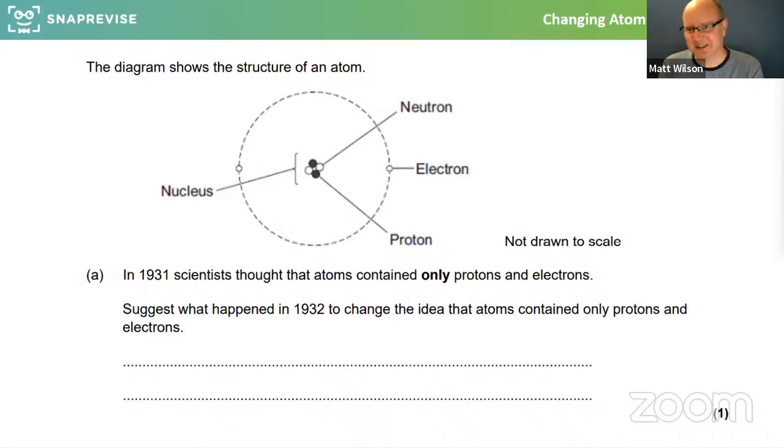Suggest, this is such an easy question, this one, really, common sense prevails. Suggest what happened in 1932 to change the idea that atoms contained only protons and electrons. What's the obvious answer? So what happened? What additional particle was discovered in 1932 is literally all they're asking you to say here. And it's even given in the question, to be fair, just above. So 1932 was the year that the neutron was discovered.